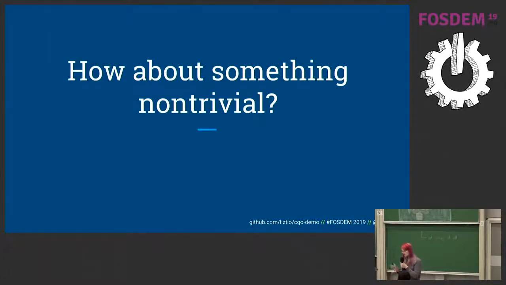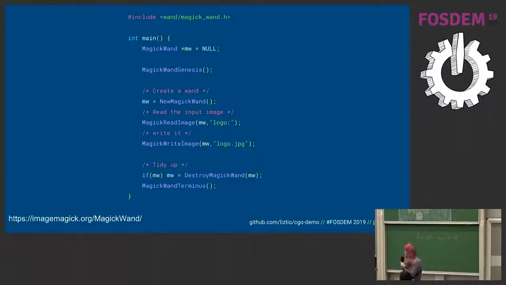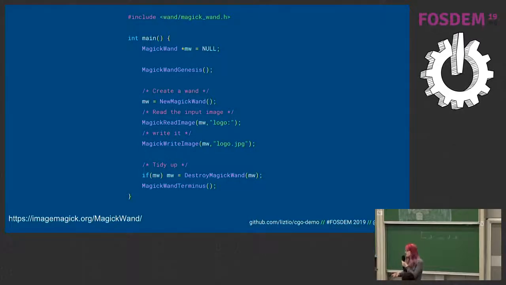Now, this has all been kind of trivial. How about something a little bit more interesting? How about a little magic? Who likes using ImageMagick? It's everybody's favorite library to use, right? This is an example, a very simple C ImageMagick program. It takes in that wizard friend, which is defined as logo colon, and it outputs it to logo.jpg. And that's all it does. And just doing that takes like 15 lines of C.